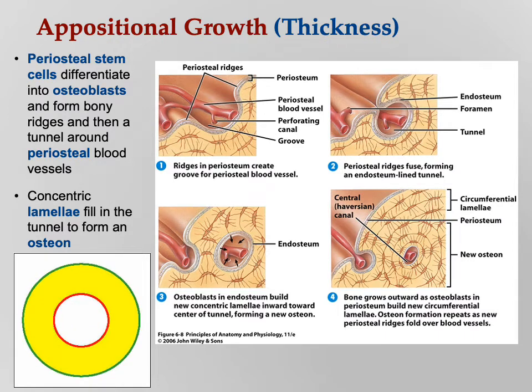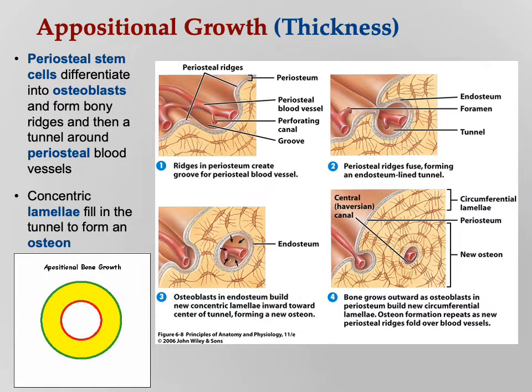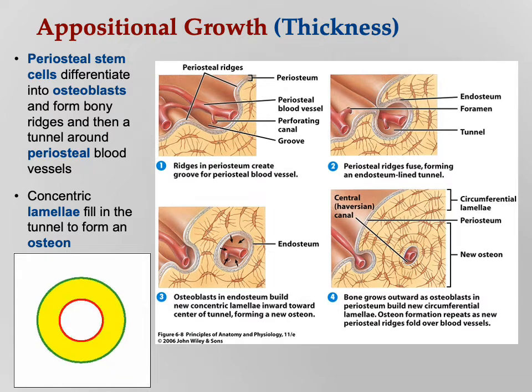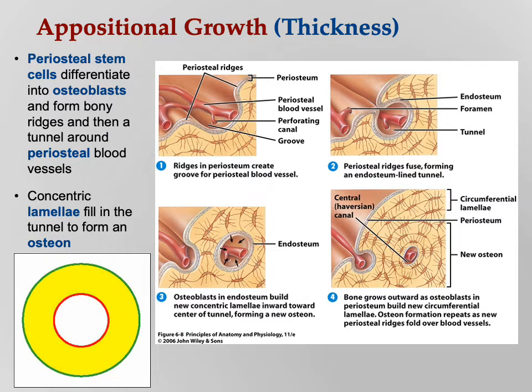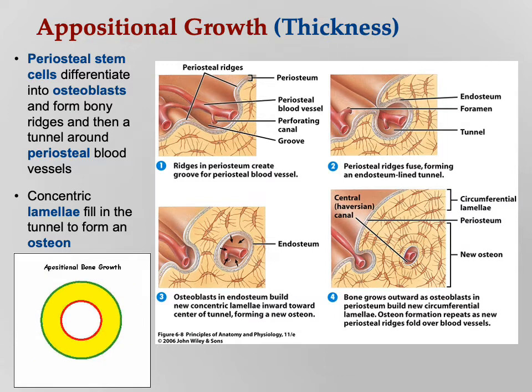External blood vessels end up becoming central canals as the bone grows in width, and you create more and more osteons, okay? I won't ask you to tell me specifically those 4 steps on an exam, but if I asked you to, I would want you to explain to me basically how a bone can grow in width, and that's what's shown in that diagram.